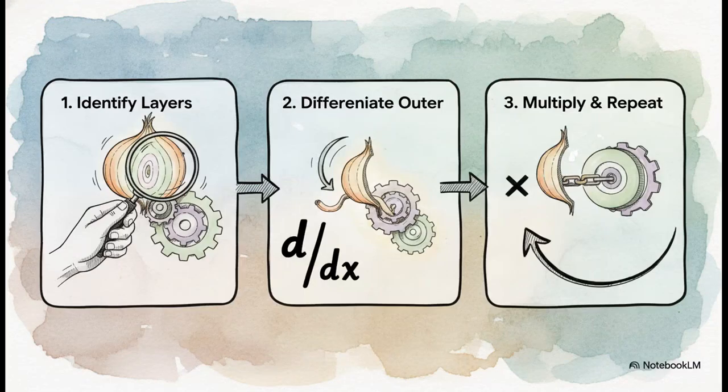So really, here's the universal process that's going to work every single time. First, identify all your layers, starting from the outside and working your way in. Second, differentiate that outermost layer, making sure you keep everything else inside it untouched. And third, multiply by the derivative of the next layer in, and you just keep doing that, creating a whole chain of multiplications until you run out of layers. That's the entire game plan.